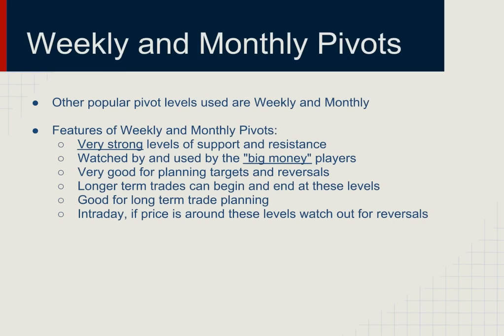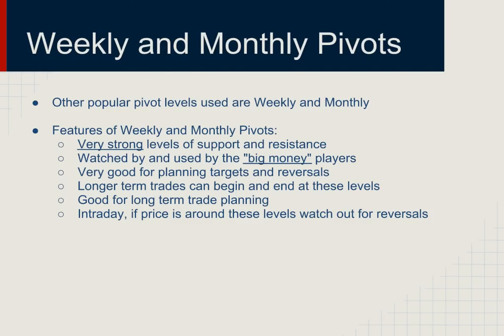Let's move on. Moving on to weekly and monthly pivots. These are very popular pivot levels. They're called the weekly and monthly. Features of these pivots are that they represent very strong levels of support and resistance. They're watched by and used by the big money players, so they're very good for planning targets and reversals. They represent longer term trades. Longer term trades can begin and end at these levels.